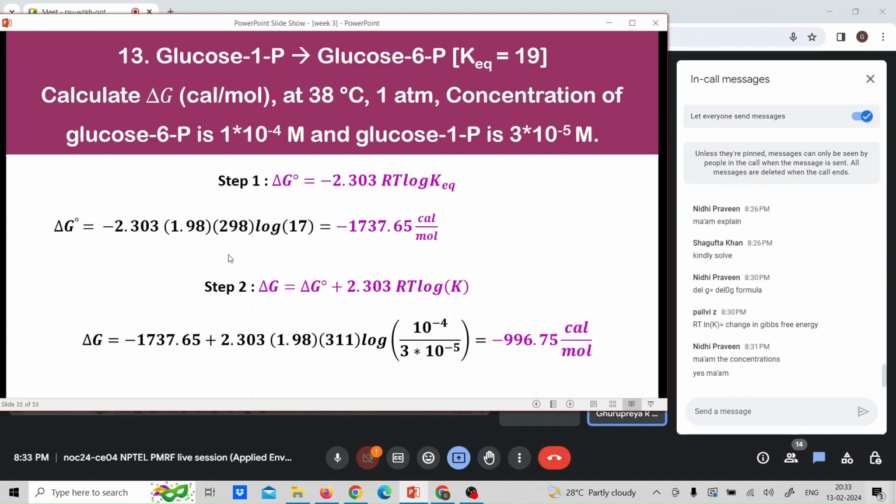At equilibrium condition, this del G value will become zero, right? When I assume it's equilibrium, this K value will be the K equilibrium value of that reaction. Okay, I hope you understand. I'll repeat: del G is equal to zero at equilibrium and K is equal to K equilibrium. If I relate both, del G naught will become minus 2.303 RT log K equilibrium. Okay, so the K equilibrium value is given here.